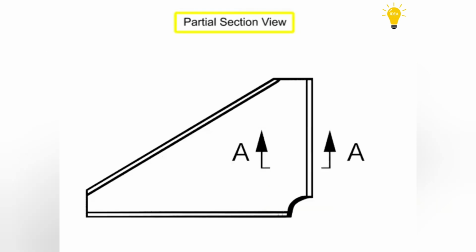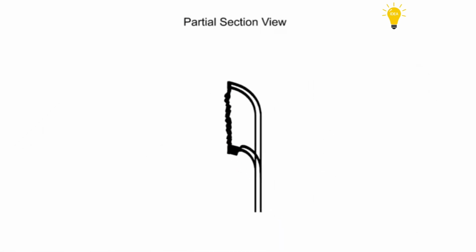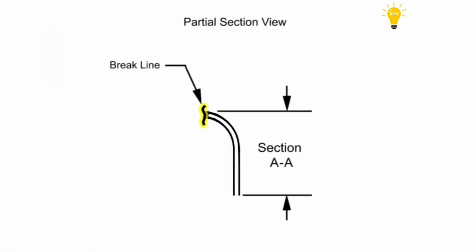A partial section view shows detail of an object without drawing conventional views. The cutting plane line only partially cuts the object, and the section view ends with a short break line to indicate where the cutting plane ended.